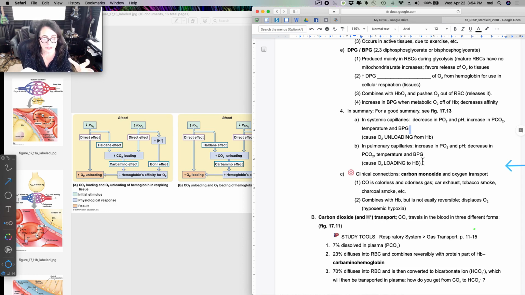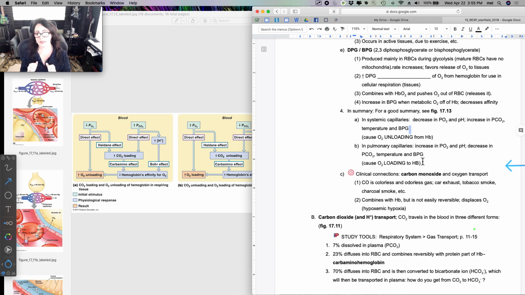Again, the metaphor is this. Loading means you're getting onto the bus, right? Oxygen is moving onto hemoglobin so that you can take it to work. Unloading, as is true at systemic capillaries, means you are getting off of the bus, oxygen is, to go to work during cellular respiration. So let's see what is true comparatively in systemic versus pulmonary capillaries.